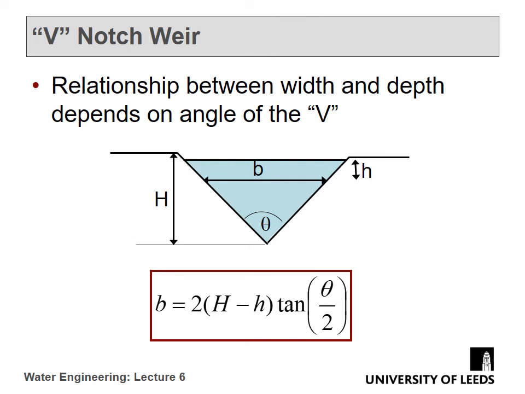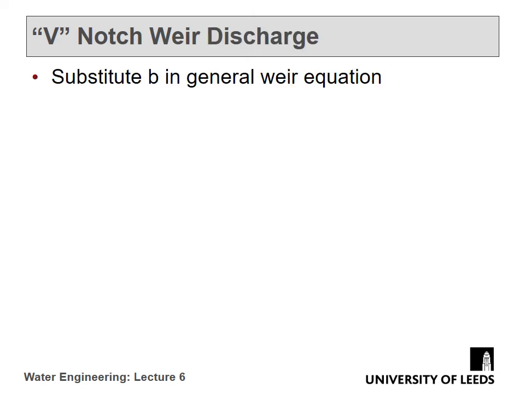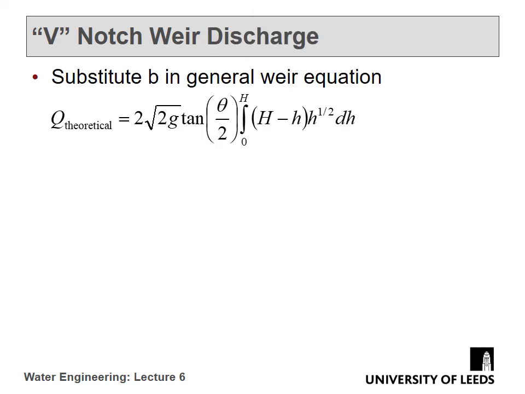A V-notch weir is slightly different. We need to use the general weir equation, but we need an expression for B, this width, and how that changes with H. Here I've written down the equation. You don't need to remember it, but you could work it out. It's straightforward geometry, which you can do as an exercise. I will put this expression into our integral equation.